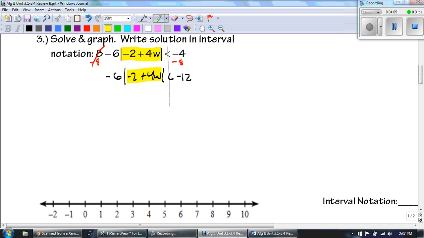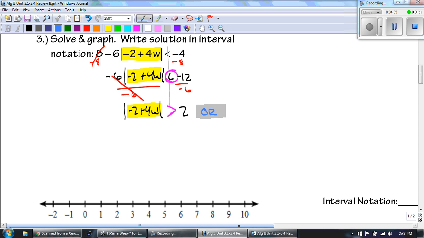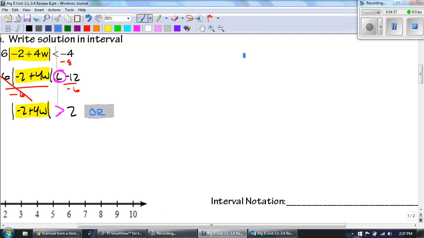The absolute value is not by itself, so you can't say no solution yet. I have to divide by a negative, and when I divide by a negative, my sign changes. I get the absolute value of -2 plus 4w is greater than 2. So the absolute value is by itself, and it's going to be a greater than, so we know that it's going to be an or.